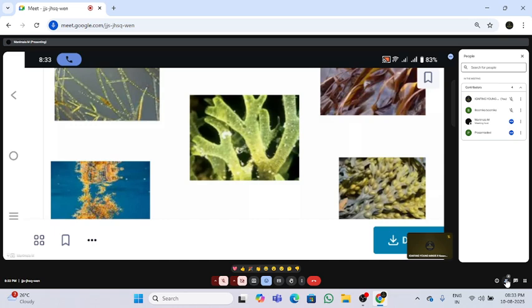Laminarin and mannitol. Okay. What is the cell wall made up of? Inner wall is made up of cellulose. Outer wall is made up of algin, right? Inner wall is made up of cellulose. Outer wall is made up of alginic acid or algin, ma'am. What is the importance of algin?